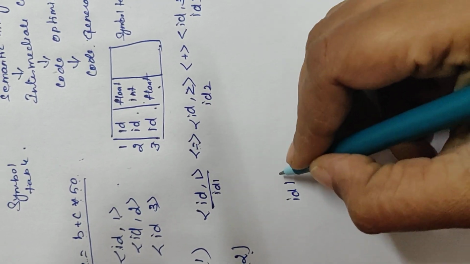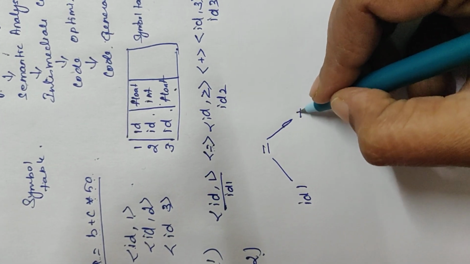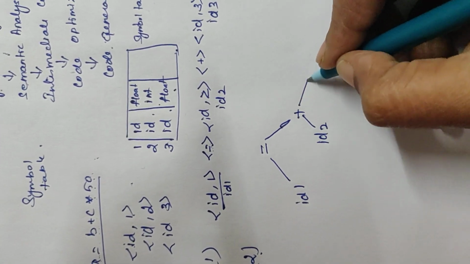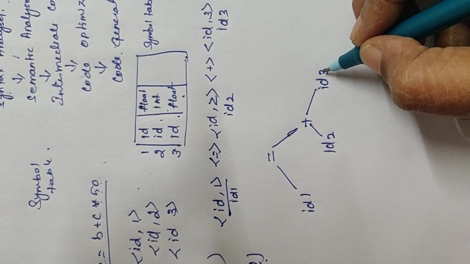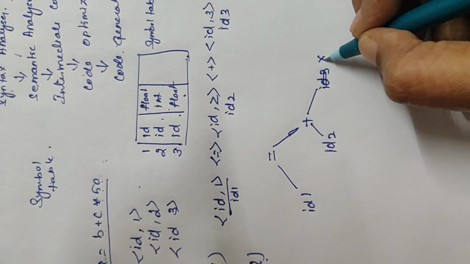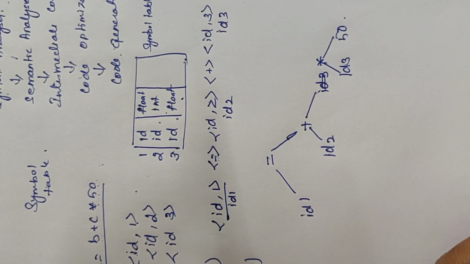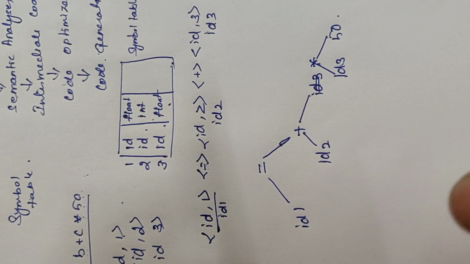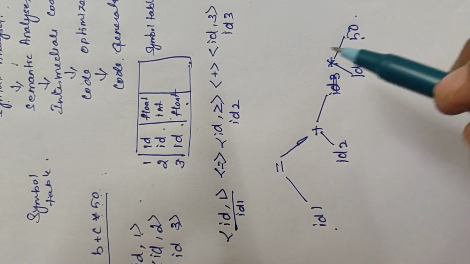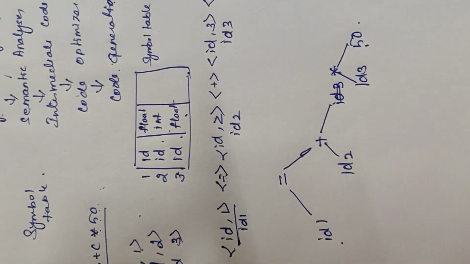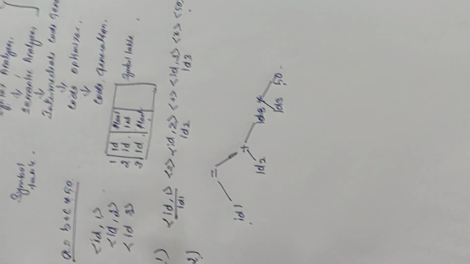ID1 equal to plus ID2, ID3 star, ID3 into 50. This is what your abstract syntax tree is. It serves 2 purposes. One is that this abstract syntax tree will check whether all the syntax is correct, and moreover it also checks in what way your expression is going to be evaluated.